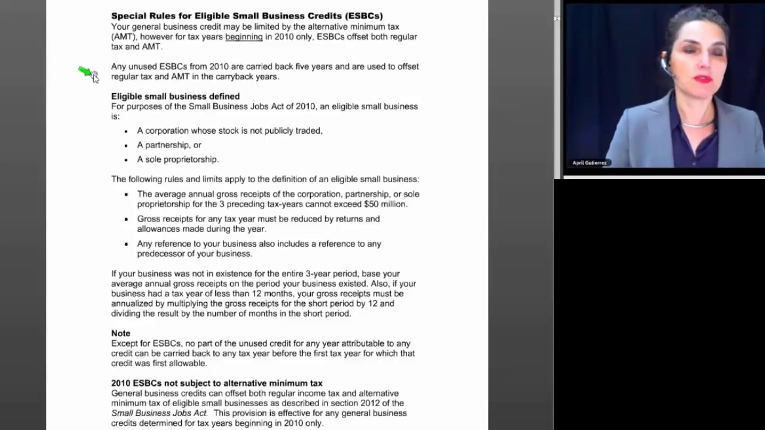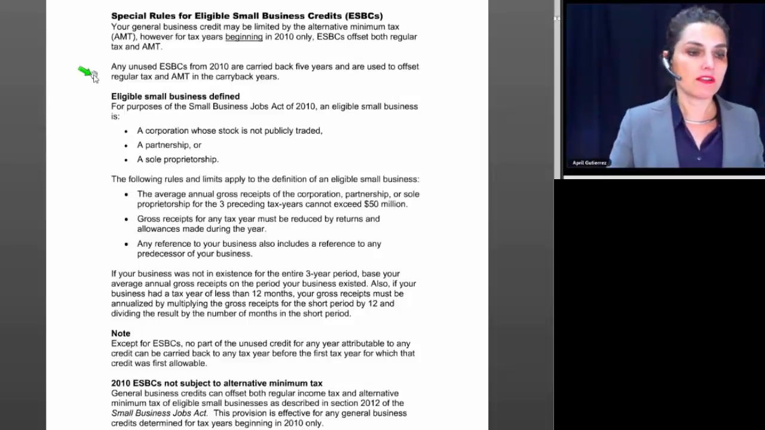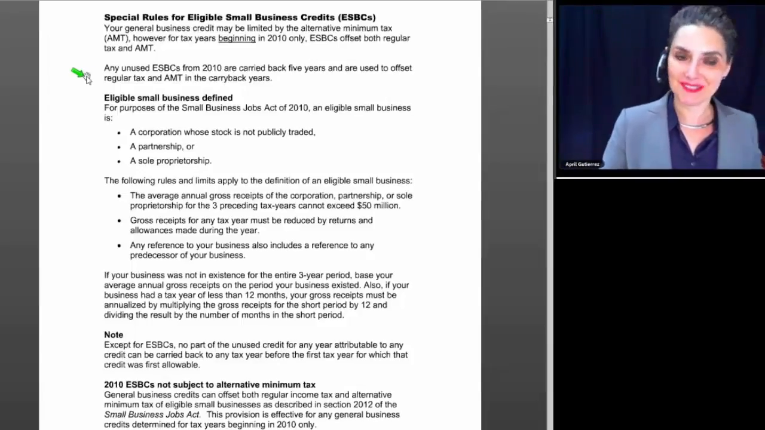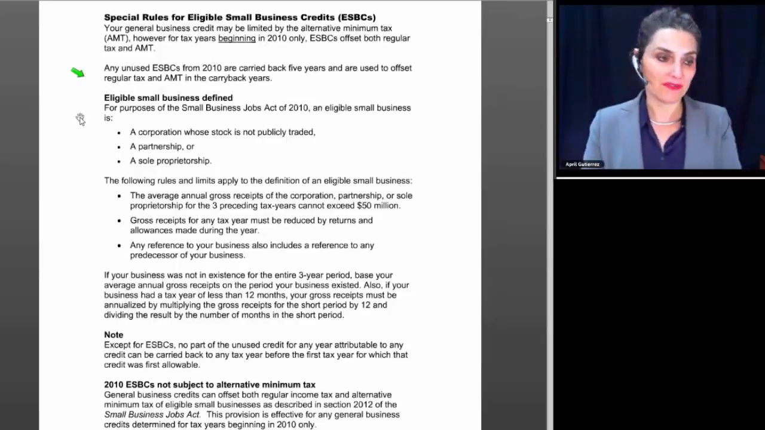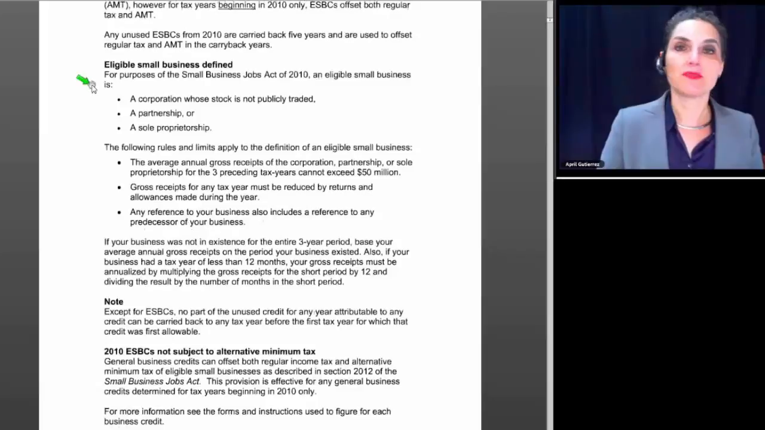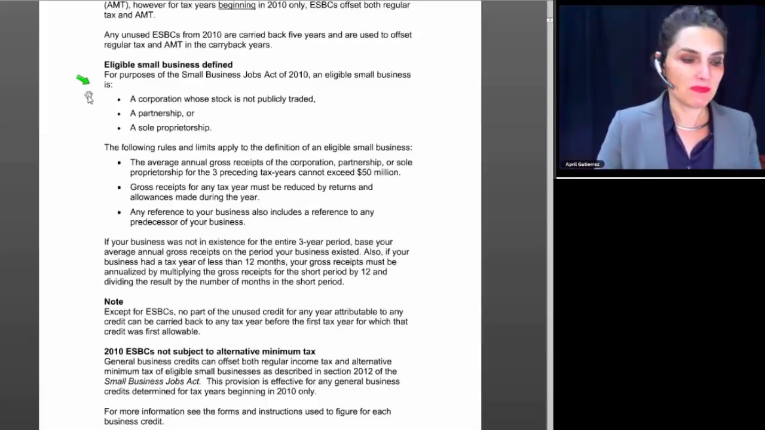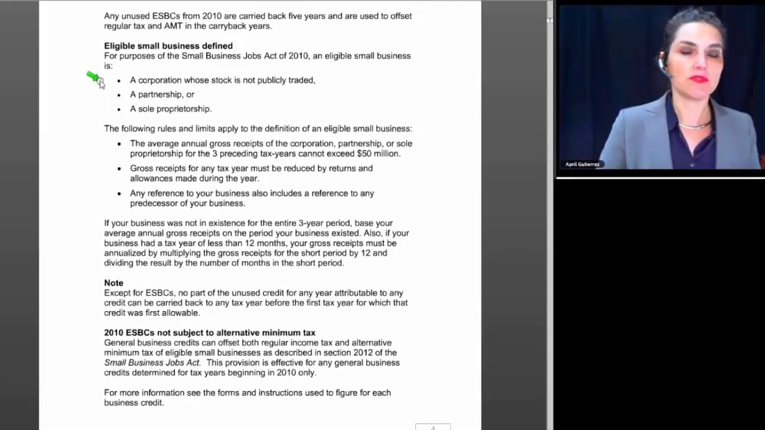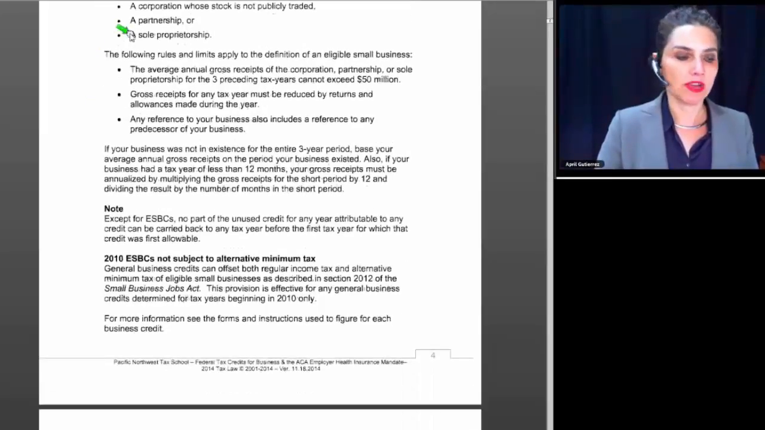Any unused eligible small business credits from 2010 are carried back 5 years and used to offset regular tax and AMT tax in the carryback years. And then, of course, they start to carry forward. So what is an eligible small business? Well, for purposes of the Small Business Jobs Act of 2010, which is what created the eligible small business credit, an eligible small business is a corporation whose stock is not publicly traded, a partnership, or a sole proprietorship.